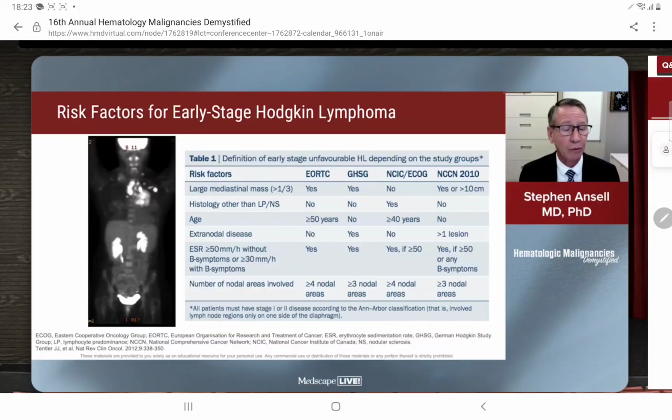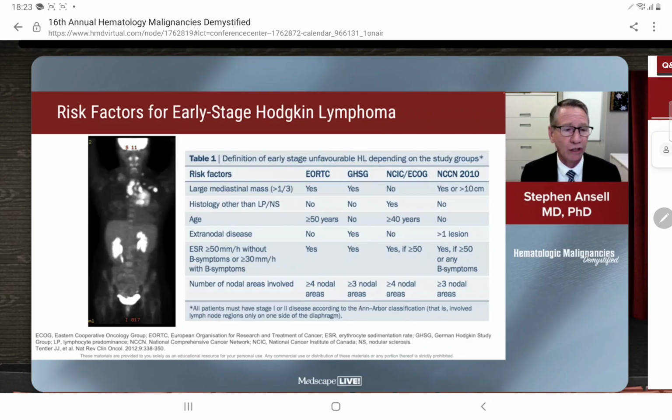So specifically, what we want to talk about is the concept of limited stage patients and advanced stage patients. Limited stage meaning that the disease is located only on one side of the diaphragm, advanced stage patients where the disease is on both sides of the diaphragm. And that's really important because limited stage patients commonly are managed with a combined modality approach, including combination chemotherapy and radiation treatment. In contrast, patients with advanced stage disease are treated with combination chemotherapy and omitting radiation treatment.